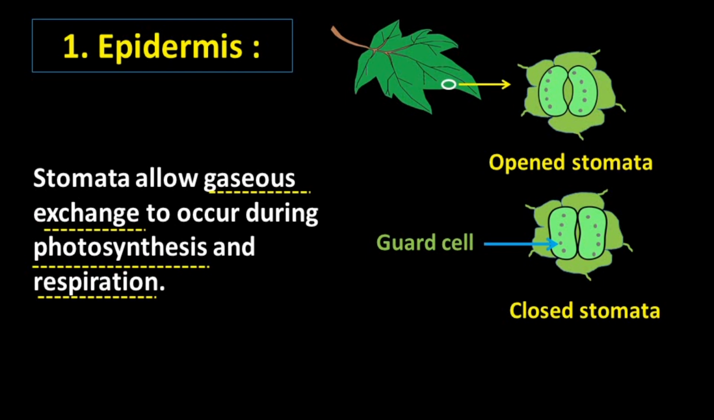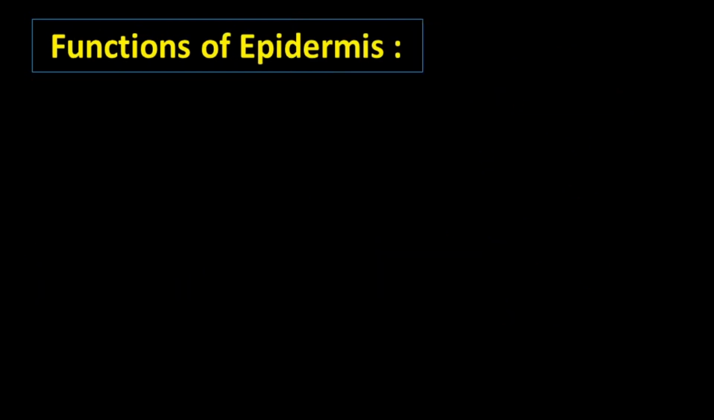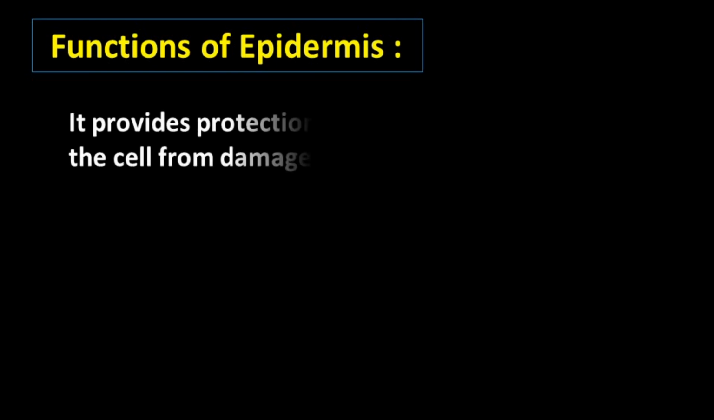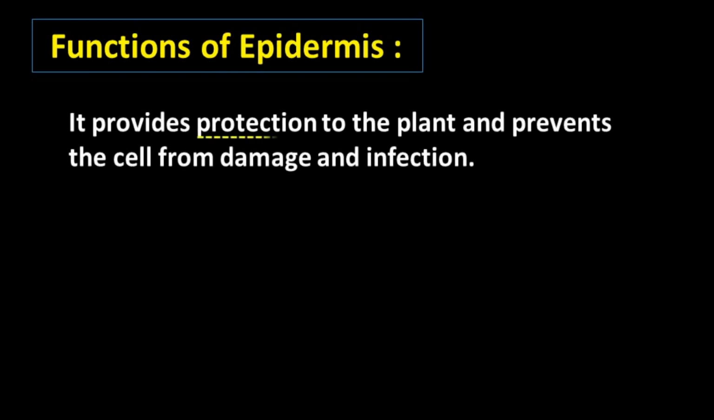We know carbon dioxide is required for photosynthesis for making food. Functions of epidermis. It provides protection to the plant and prevents the cell from damage and infection. This is the main function of epidermis because this is the outer covering of the parts of the plant. The first important function is the protection of the plant, and another is to prevent damage and infection of the different parts of the plant.